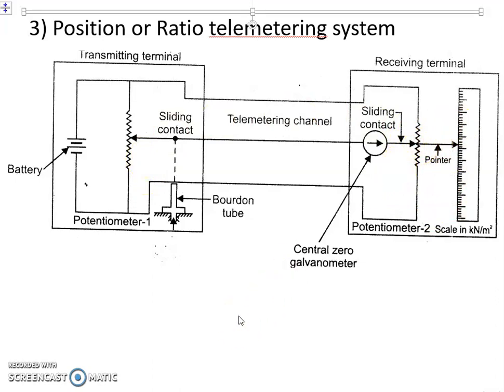So in this system, there are a few advantages and limitations. The advantages of this position telemetering system are: it requires no intermediate amplifiers or conversions. It is relatively inexpensive. Minimum moving parts are there, so maintenance is low, and it has instantaneous response, and power taken for its operation is directly from the line. It has the disadvantage that these systems are affected by excessive line resistance.